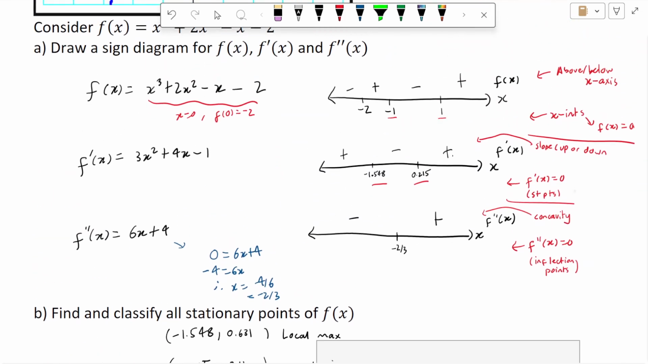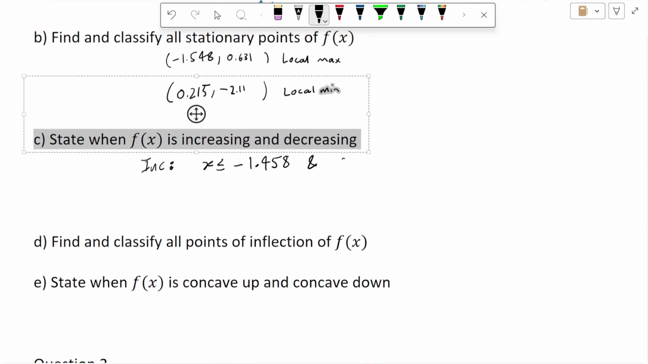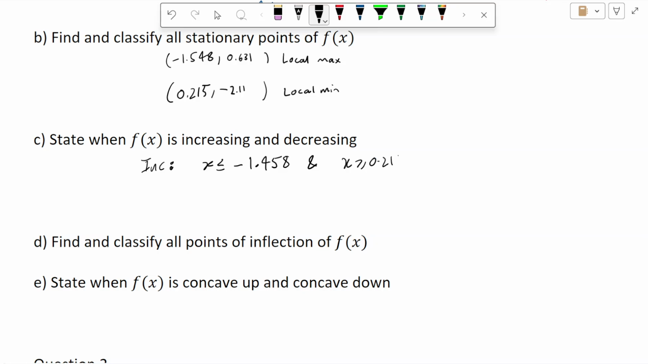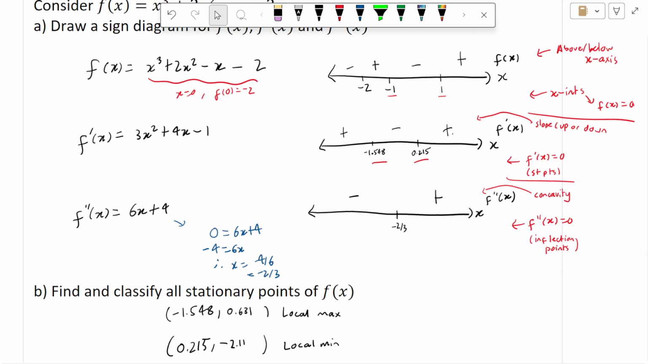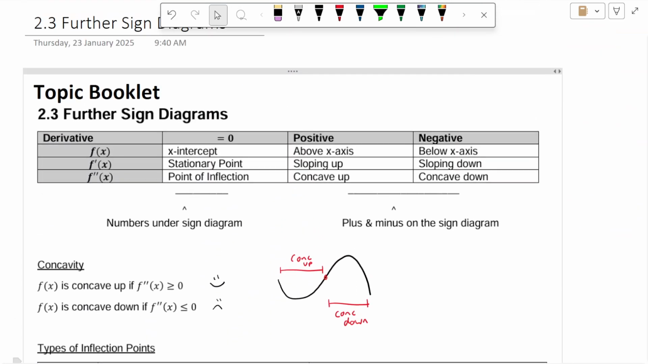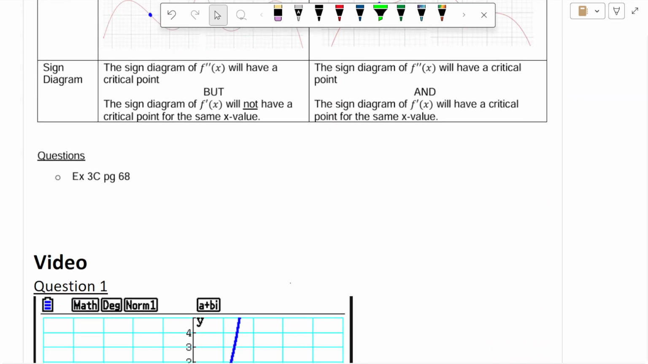And it's also increasing after 0.215. It is decreasing for x in between those two numbers. So that was using the middle sign diagram. So this one here, because sloping up is another word for increasing.